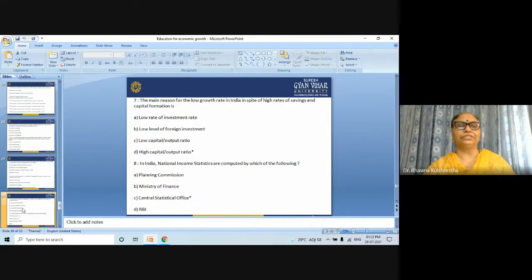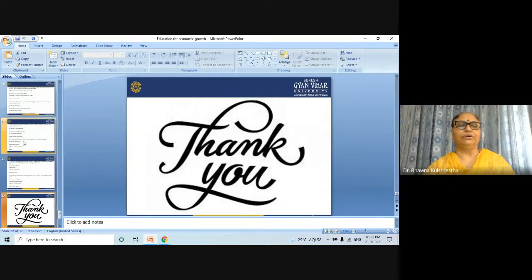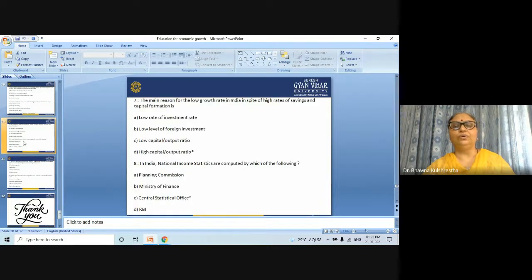And the next question is: the main reason for the low growth rate in India in spite of high rates of saving and capital formation is low rate of investment rate, low level of foreign investment, low capital output ratio, or high capital output ratio. The answer to this question is high capital output ratio.